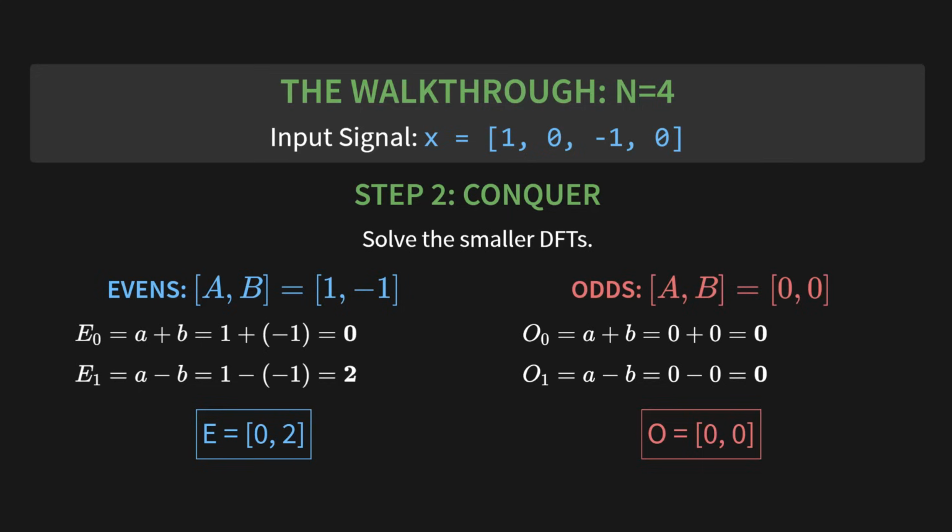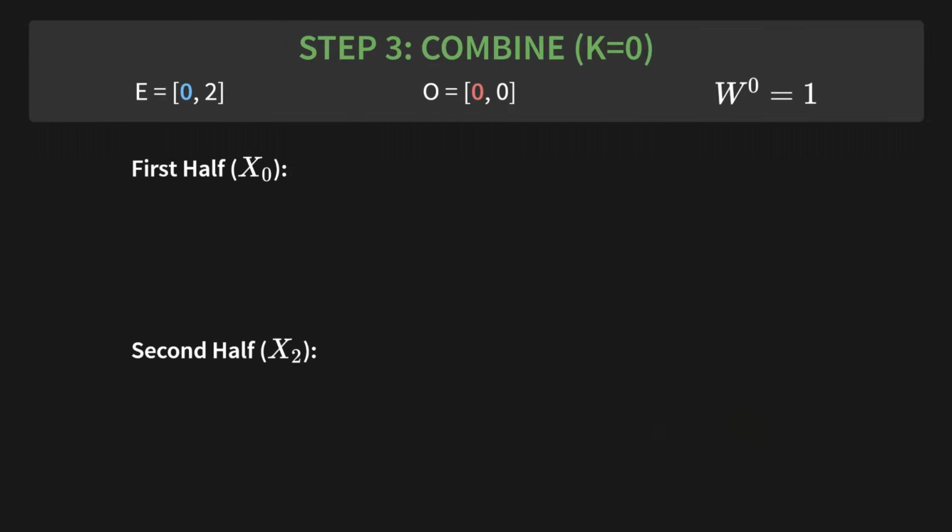For the odds, 0 and 0, well, that's even easier. O sub 0 is 0 plus 0, which is 0, and O sub 1 is 0 minus 0, which is also 0. So our O vector is just 0, 0. Okay, the hard work is done. The rest is just assembly.